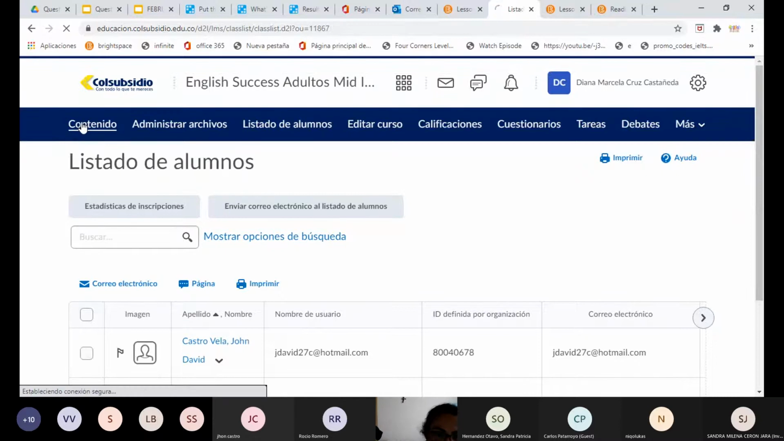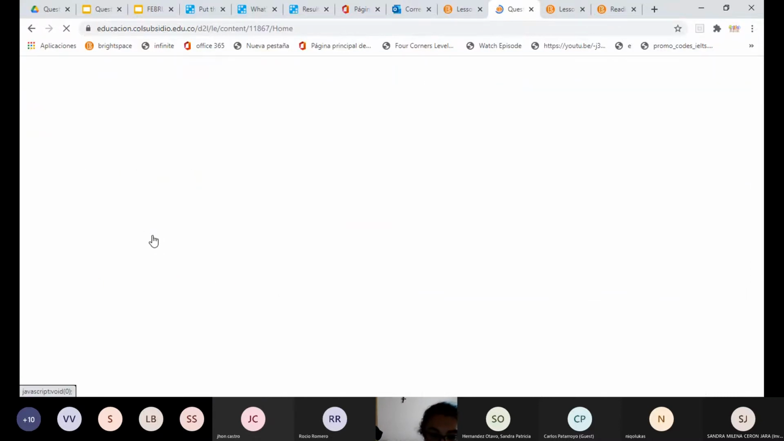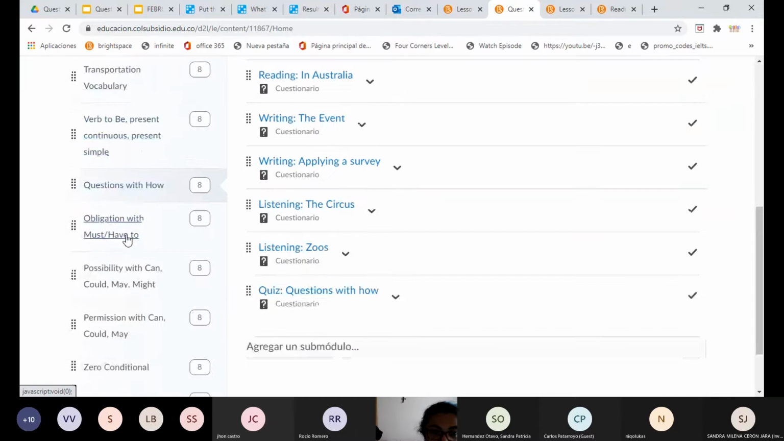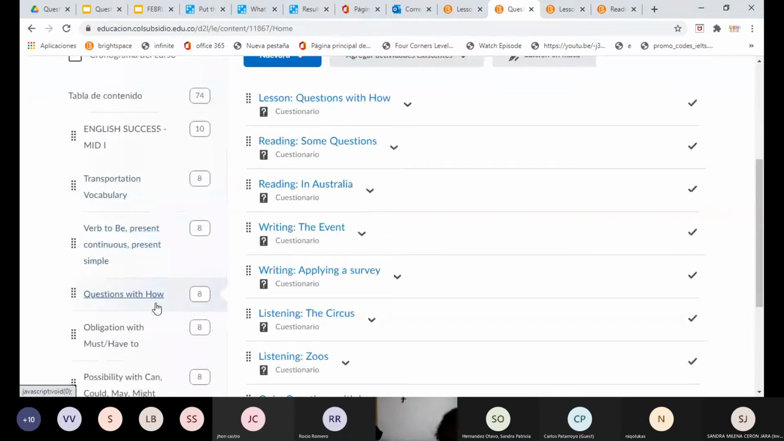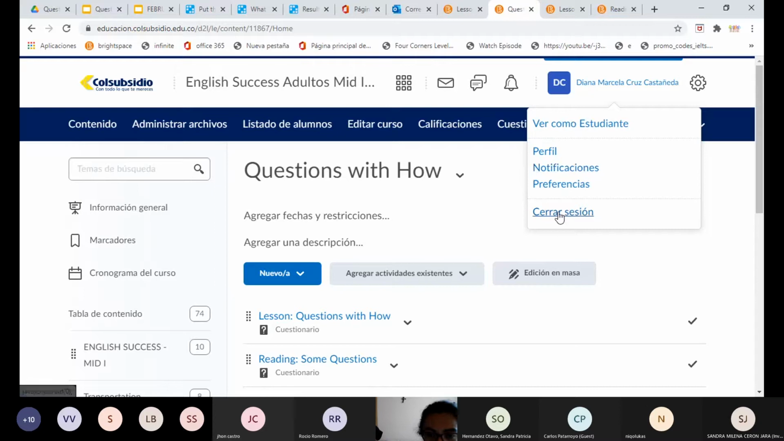And the mission by now is to start at least with the topic for this week, which is questions with how, okay? So you will do the activities in your questions with how for this week, and you can start doing some activities of the transportation week and some others of the present continuous and present simple activity. So I remind you things.